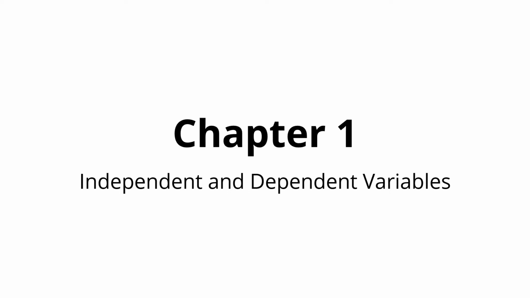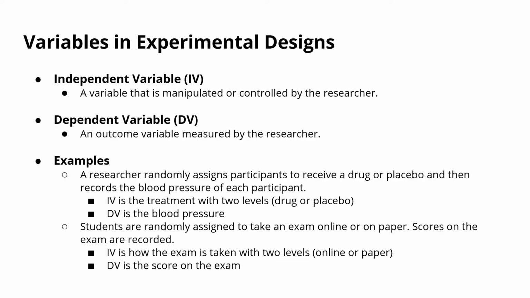Hello everyone. In this video, we're going to talk about independent and dependent variables. So when researchers do experiments, there are two different kinds of variables in the experiment. One is an independent variable and the other is a dependent variable. So an independent variable is a variable that the researcher controls or manipulates, and the point is to see if there's an effect of that manipulation on the outcome variable, which is the dependent variable.